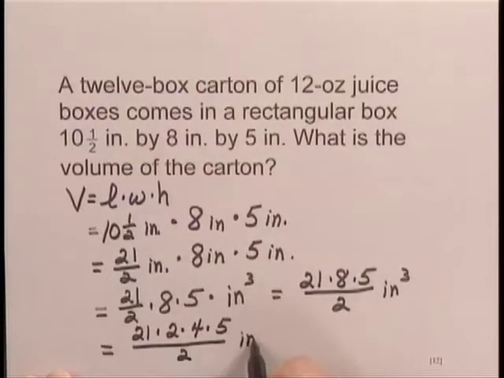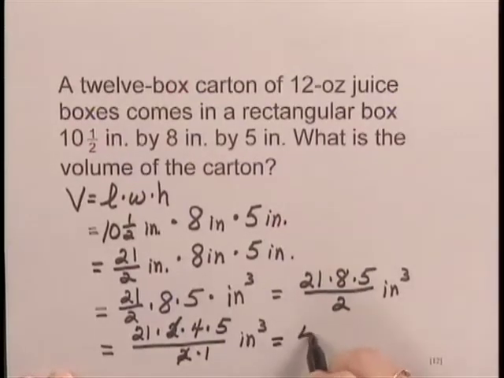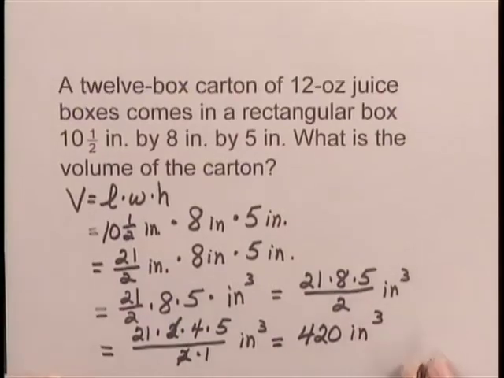5/2 cubic inches. And we can cancel the 2's, writing a 2 times 1 in the denominator to make sure there's still a 1 left. And then we have 21 times 4 times 5 divided by 1, or 420 cubic inches as the volume of the carton.